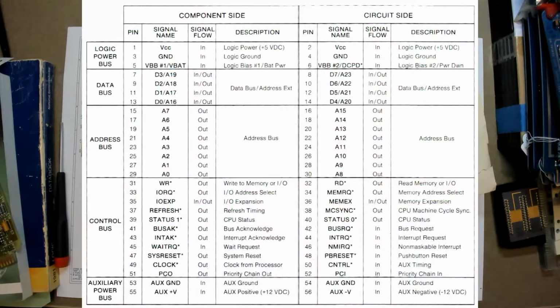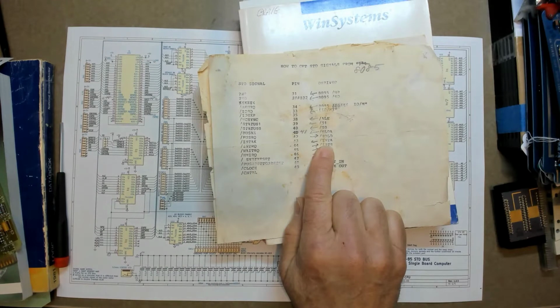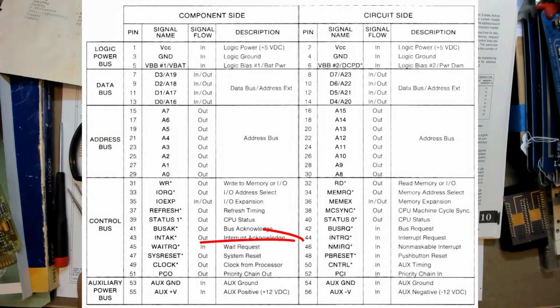Pin 42 we already did. That was the input. It's the bus request, which is connected to the 8085 hold. Pin 43 is the interrupt acknowledge. That's an output, and it's just an inverted buffered interrupt acknowledge from the 8085, passed through the part of a buffer that tri-states during the asserted HLDA. Pins 44 and 46 were the interrupt request and the non-maskable interrupt we already talked about. Pin 47 is system reset.